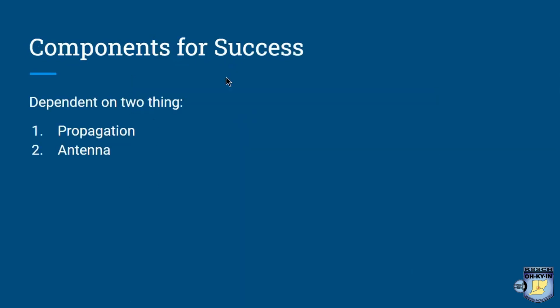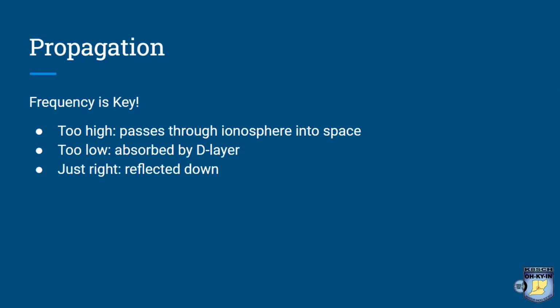So again, there are really two components for success: propagation and antenna. Propagation is probably the one you have the least control over, but we'll talk about that, and then the antenna itself, which you have a lot of control over. So the frequency is key with the propagation. If you're too high, you're going to just pass right through the ionosphere and go straight out into space.